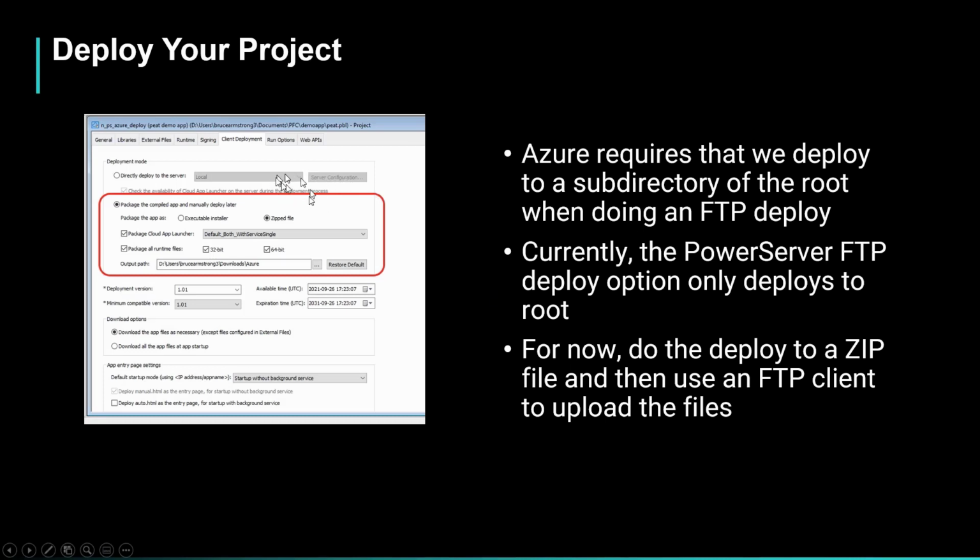It would really help, in the FTP deploy option, if we could specify a root folder to deploy to, so we can navigate down, particularly with Azure, the 3 or 4 directories we need to go down before we actually do the deploy.